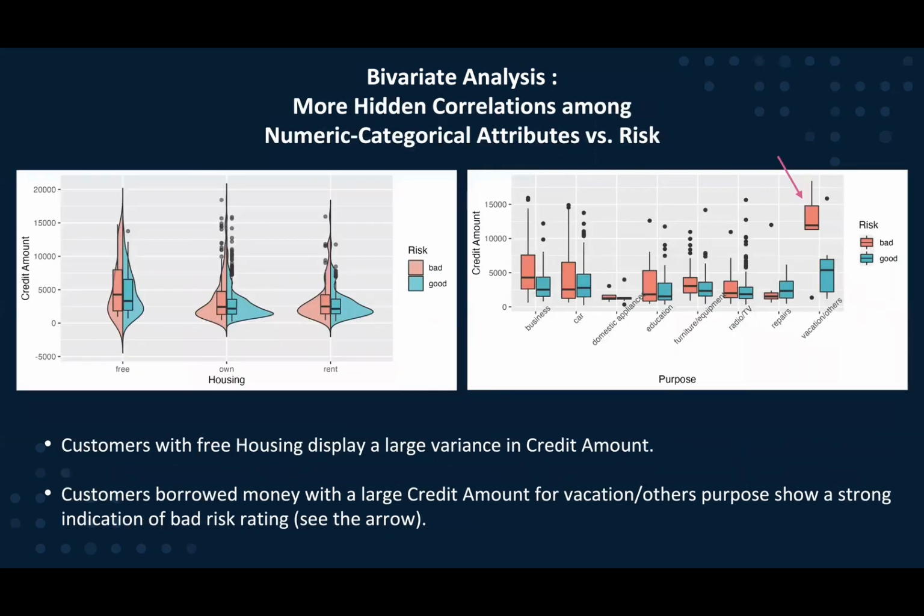The most exciting finding is when we look at the credit amount versus purpose, as you can see on the right. We identify an abnormal combination. That is, when the customers borrow a large amount of money for vacation or other purposes, they are very likely to be rated as bad risk.